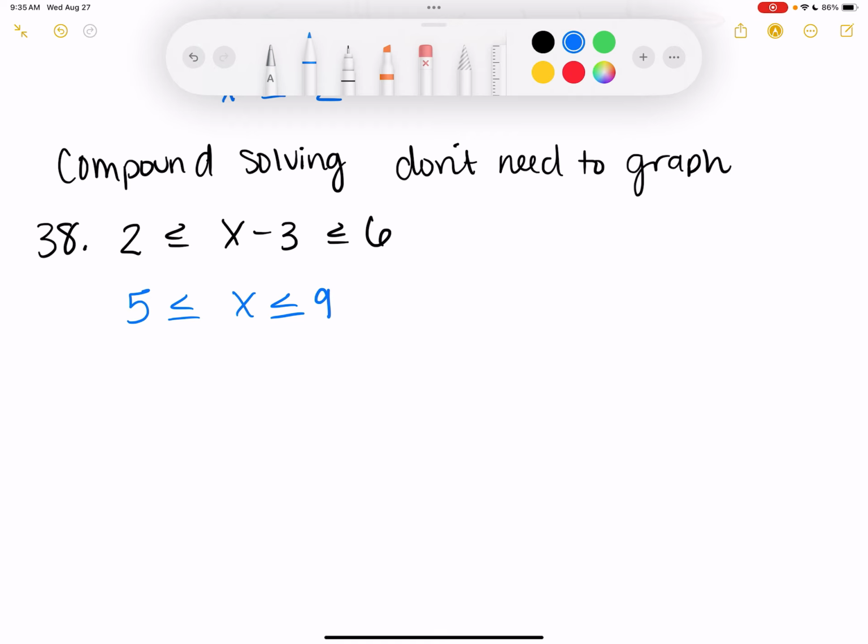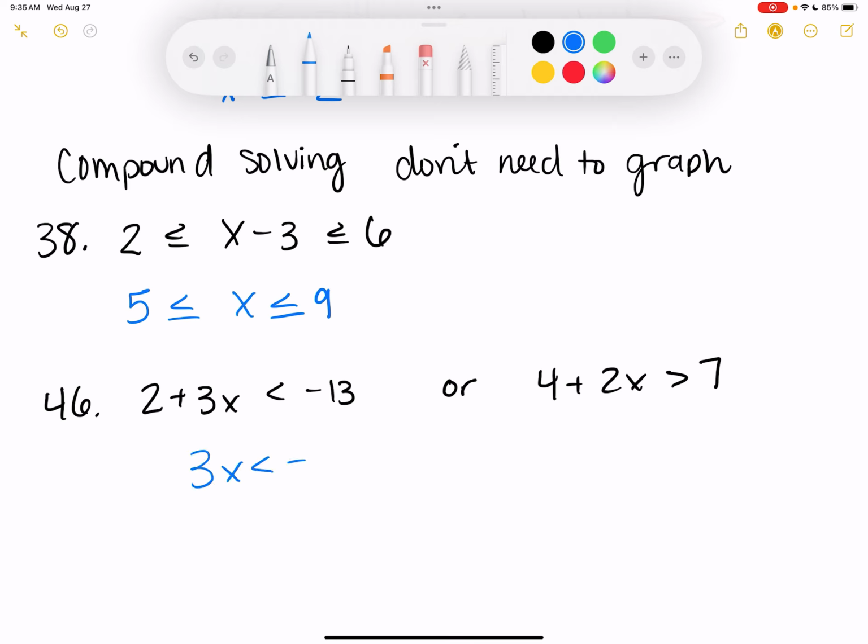All right, let's look at an or one. 46. 2 plus 3x is less than negative 13, or 4 plus 2x is greater than 7. I would just work down one at a time. Sometimes I try to work them both at the same time, which is fine, but I would suggest you work one down and then work the other one. So I've got 3x is less than, subtract the 2, negative 15. And then divide by 3, x is less than negative 5.